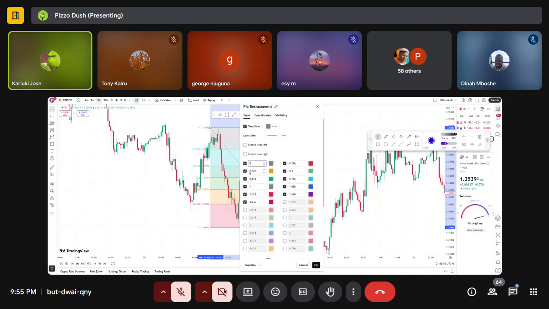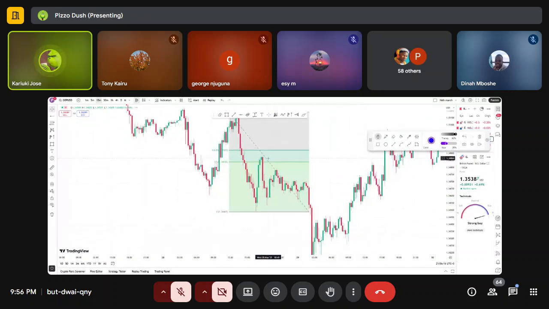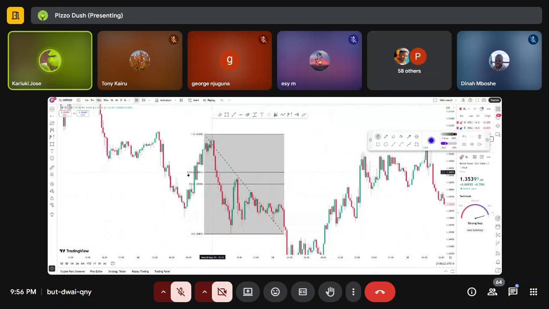So just click it, then on settings, on style, nataka unmark hizi numbers zingine zote. Make sure unabakisha 0 and 1 and mark the rest. Bakisha 0, 1, 0.5 and 0.618. Make sure uko na nini zimebaki. So it's 0, 1, 0.5 and 0.618, and then click OK. And then nimebaki na mbili. So I can actually set it to black.